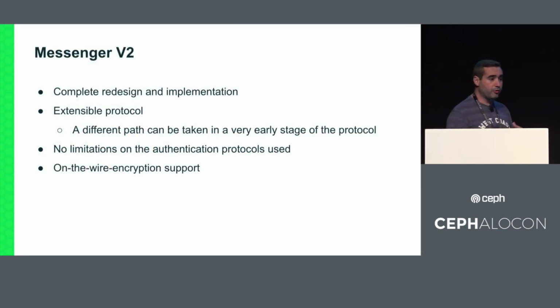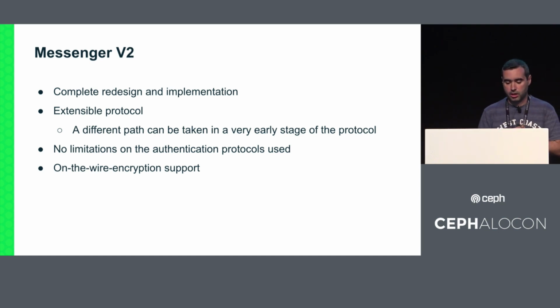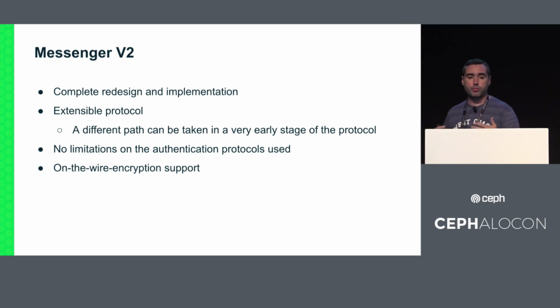So Messenger v2 is basically a complete redesign and reimplementation of the protocol. It was designed from the beginning to be an extensible protocol, so that we can change the behavior of the protocol almost from the beginning, when the peers start to connect.